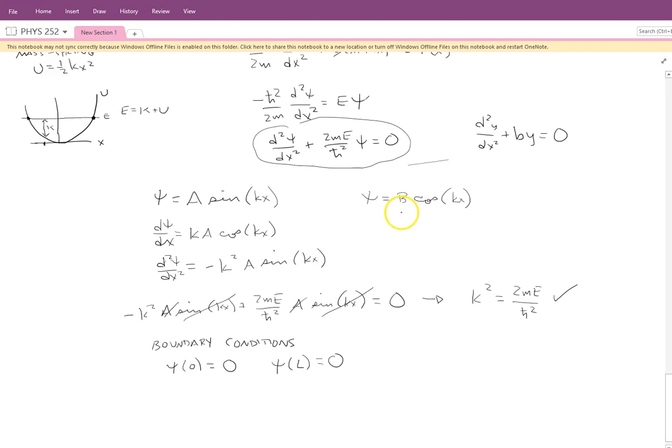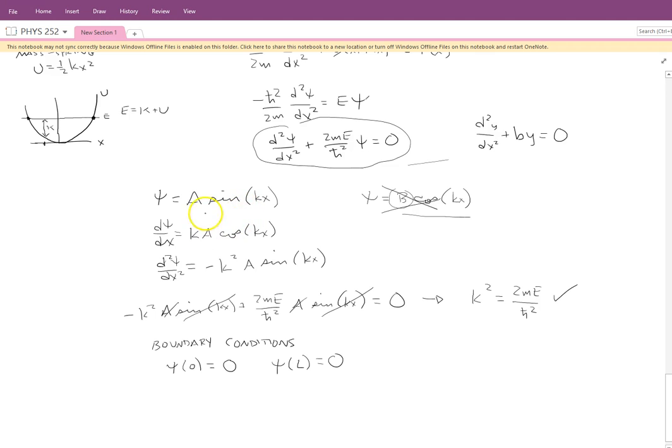Let's look at the cosine first. If we put in a 0 there, we're going to get the cosine of 0. Well, that's 1. So how can we make psi equal to 0? Well, the only way we can get 0 is if this coefficient b is 0. Which means, physically, we don't even need this half of our solution. Mathematically, it's a solution, but physically, it's not. So we don't need it.